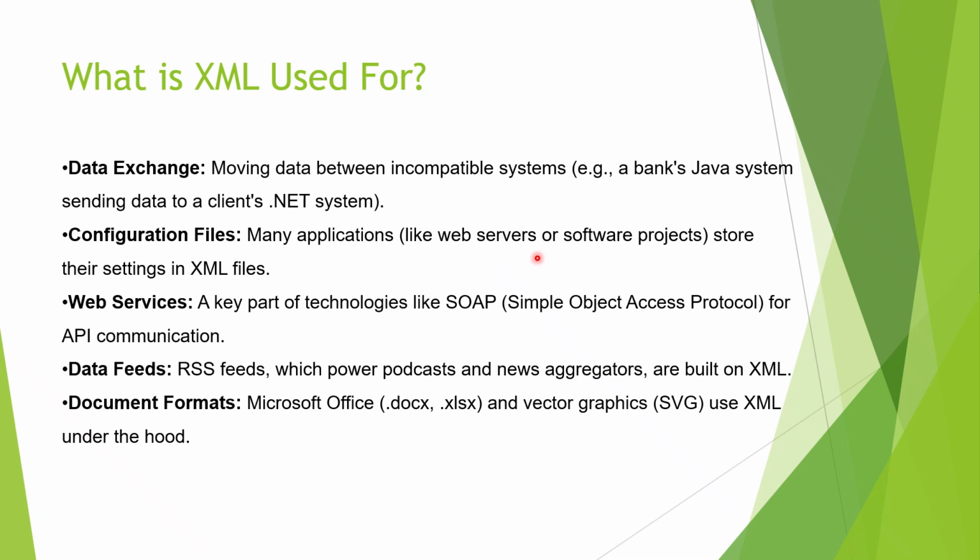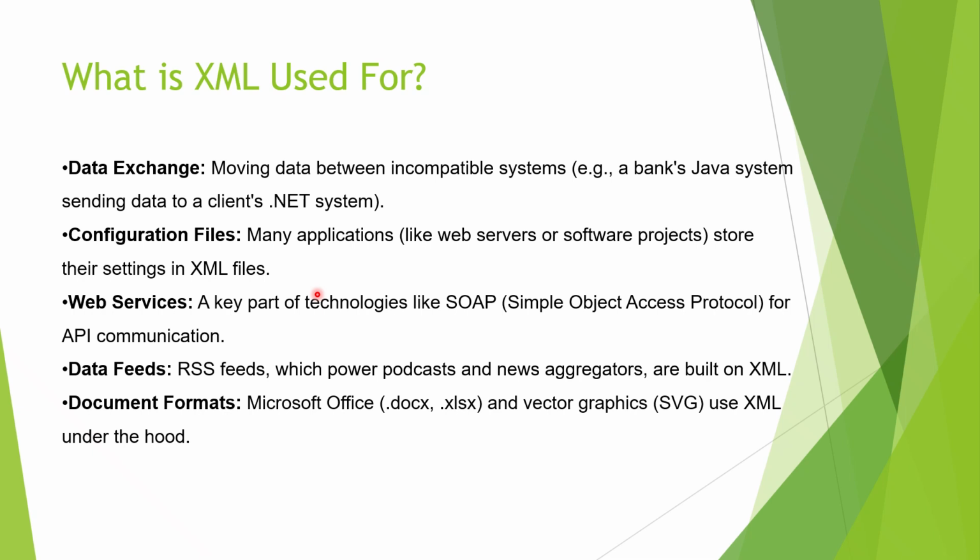Many applications like web servers or software projects store their settings in XML files. Almost every piece of complex software you use, your web browser, your video games, your programming tools, web servers, etc., needs to store settings. Where do you put them? Often in an XML file. Why? Because it's easy for the developer to read and edit, and it's easy for the program to read when it starts up. It's a clean, structured way to store a list of options, settings, and preferences.